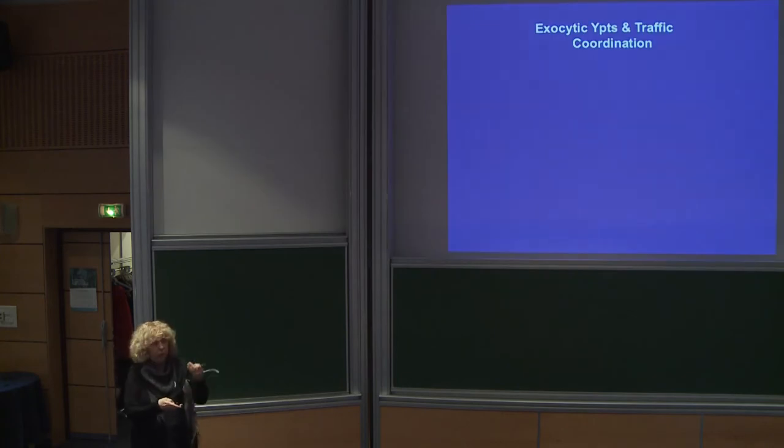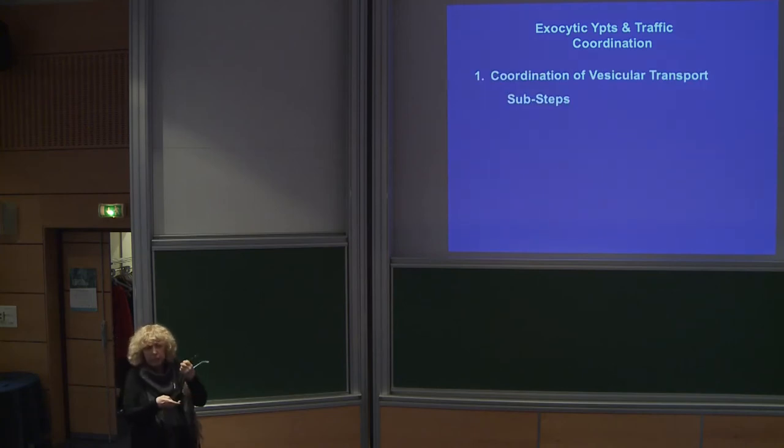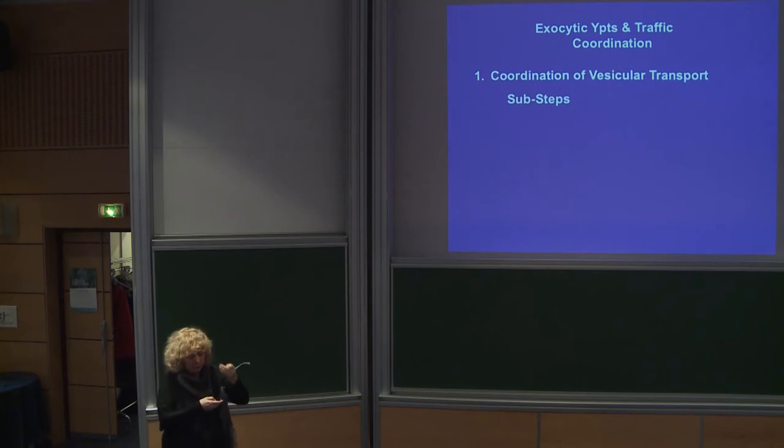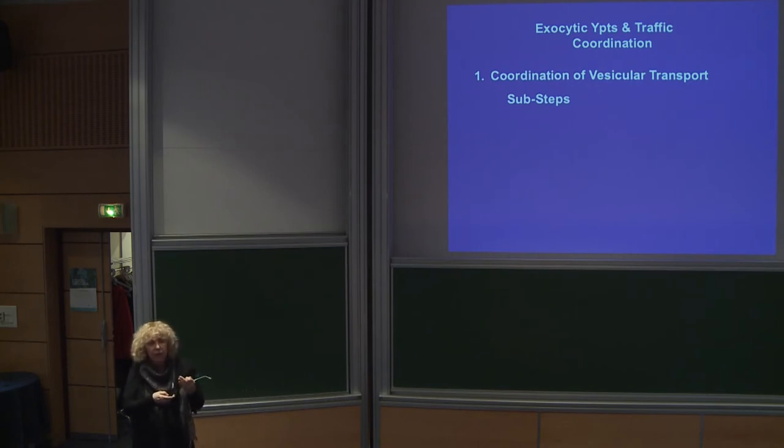So when I talk about regulation or coordination by YPT Rabs, I'm going to talk first of all about coordination of multiple vesicular transport substeps. I told you that there are many substeps. If you just give the cell only the coat, but you don't make sure that the vesicle also has the motor and the tethering factor, the traffic stops immediately. We have mutants that stop traffic. We cannot even measure it. In less than 1 minute, it's done.